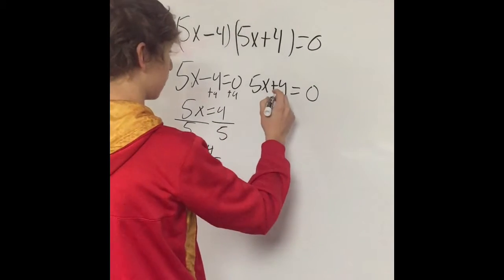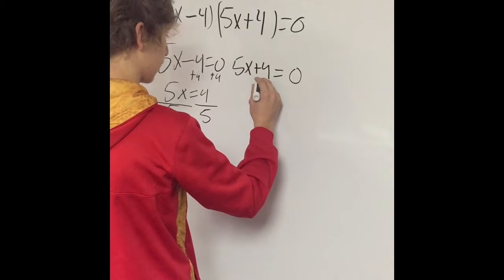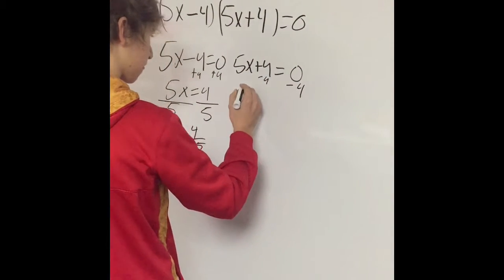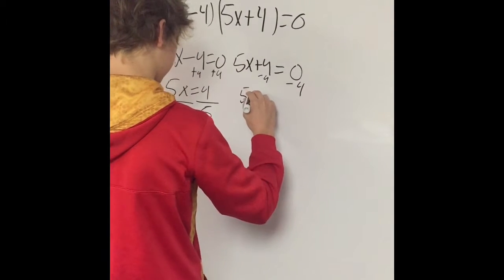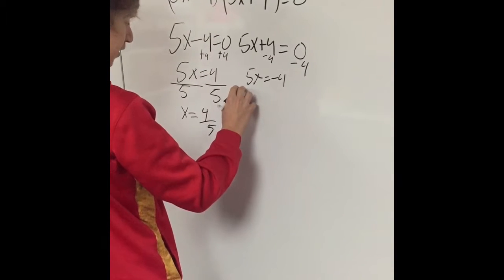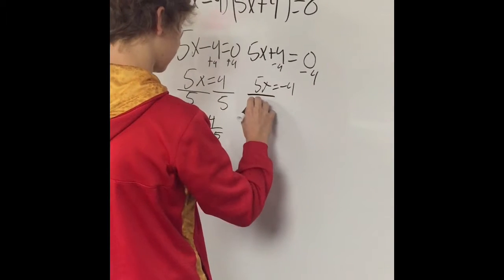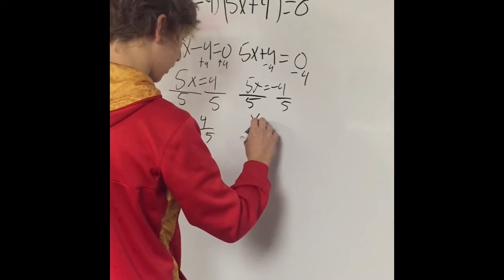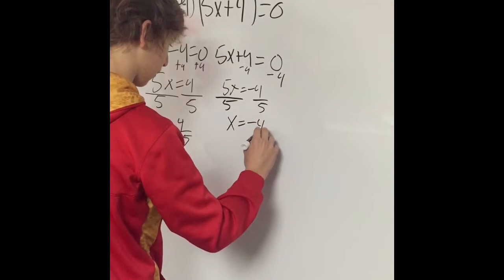You do the same thing over here, but you try to get rid of the positive 4 by subtracting 4 on this side, subtracting 4 on this side. Which gives you 5x equals negative 4. You do the same thing, try to leave the x alone, so you divide by 5. So x would equal negative 4 over 5.